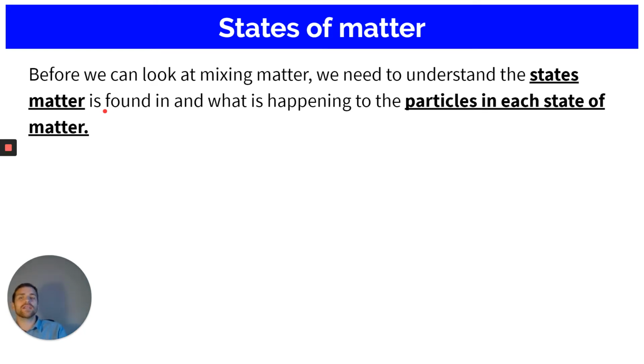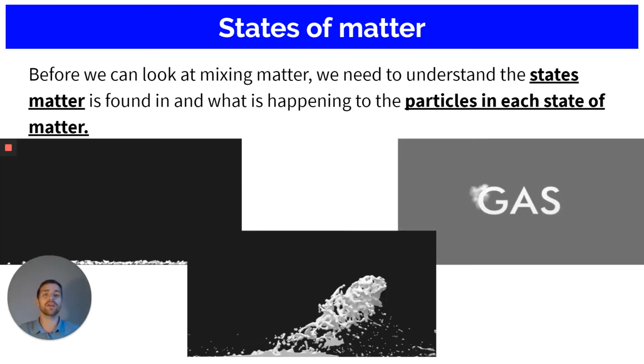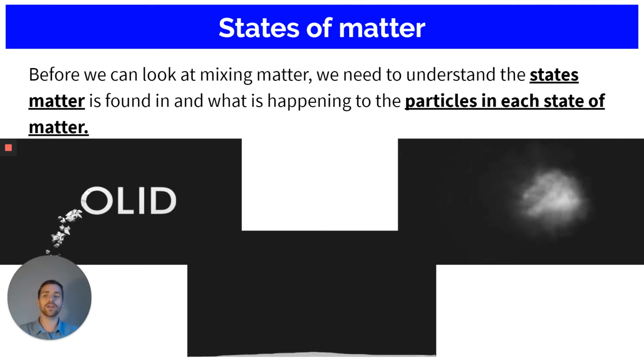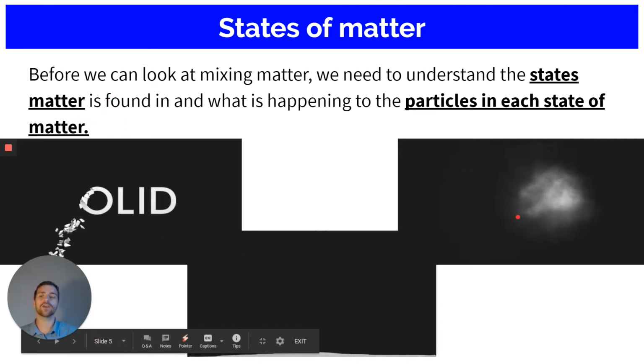Okay, we need to talk about the different states that matter is found in, and what's actually happening to each particle. Just to recap, the three states of matter that you should be familiar with are a solid over there, a liquid, and a gas. So solid, liquid, and gas.